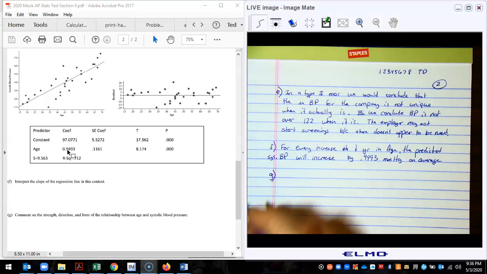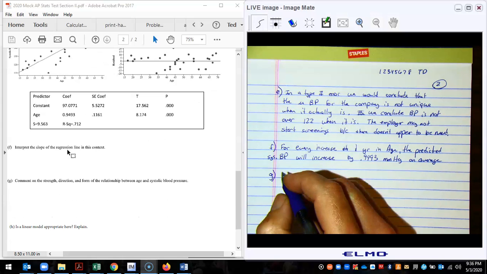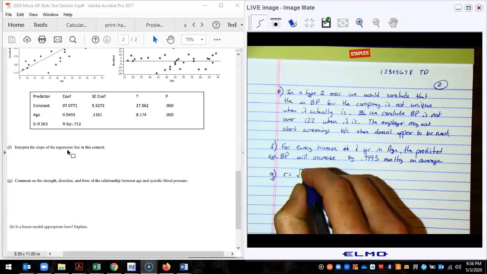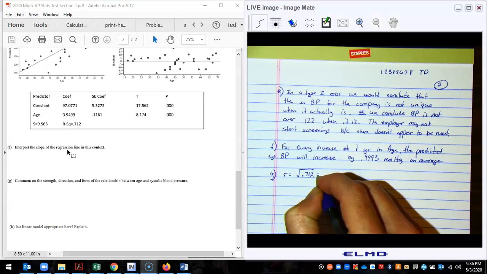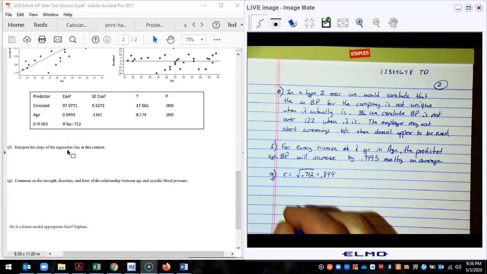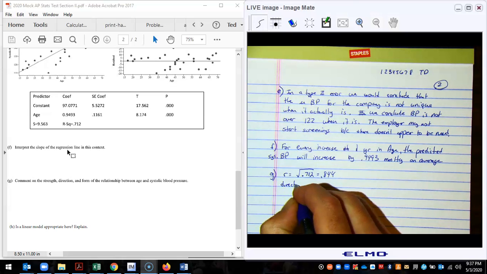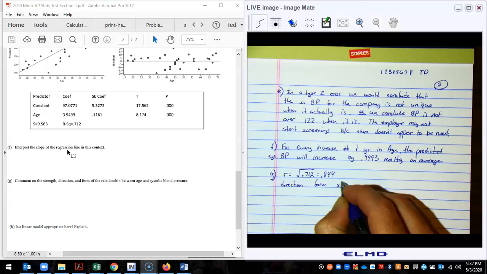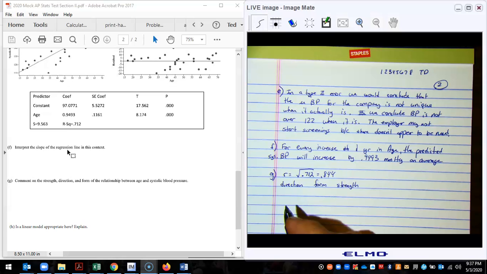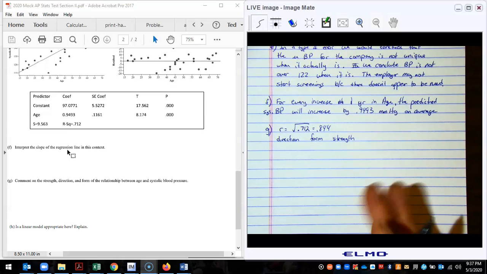All right, moving on to G. Comment on the strength, direction, and form of the relationship between age and systolic blood pressure. We need to know what R is in order to do that. R is going to be the square root of 0.712, and that pulls out at 0.844. So again, it's direction, form, and strength, and all my answers have to have some type of context.